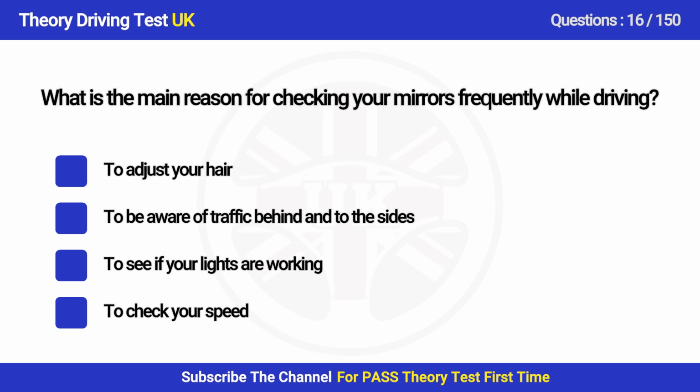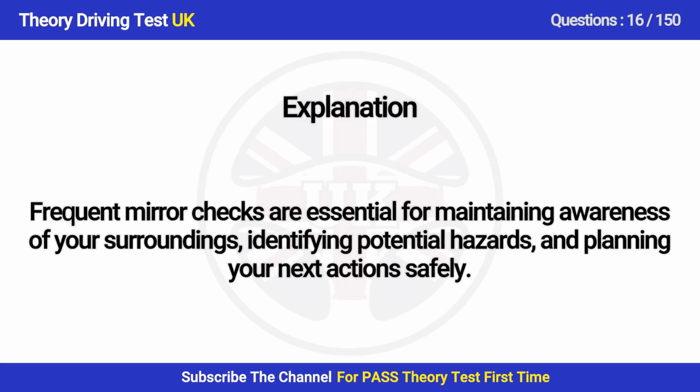A. To adjust your hair. B. To be aware of traffic behind and to the sides. C. To see if your lights are working. D. To check your speed. Answer is B. To be aware of traffic behind and to the sides. Frequent mirror checks are essential for maintaining awareness of your surroundings, identifying potential hazards, and planning your next actions safely.